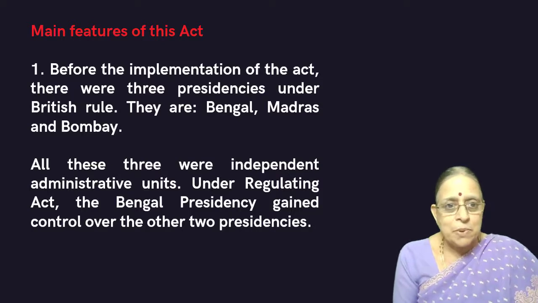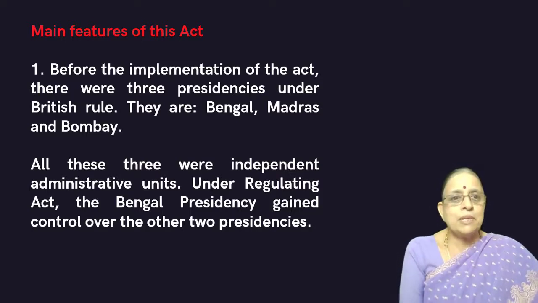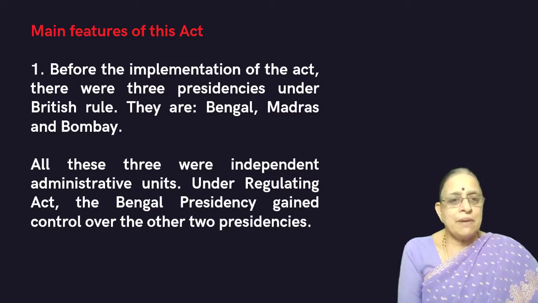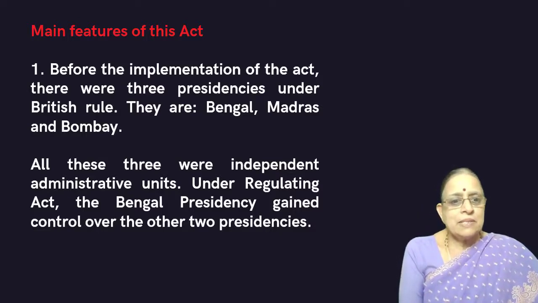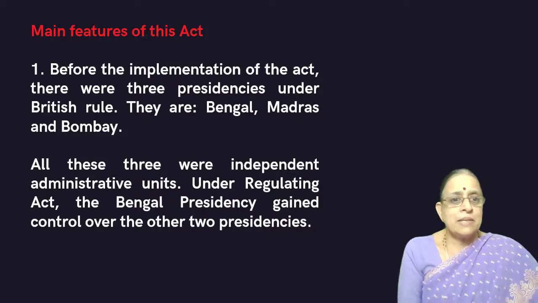Try to understand the point. Before the implementation of the Regulating Act, Bengal, Madras and Bombay were having their own administration separately. Now Bengal became head of the other three. That means the Bengal presidency began to control the other two presidencies. So now Bengal began to control Madras and Bombay.